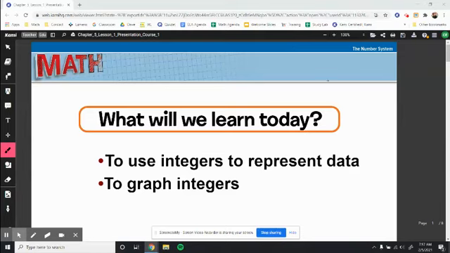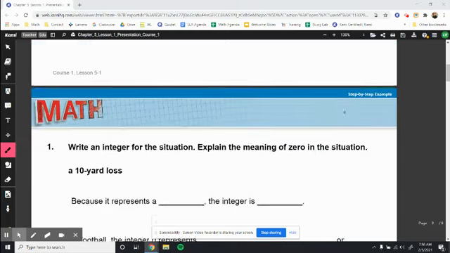Today is the first day of lesson 1 of chapter 5. What we're going to be learning today is how to use integers to represent data and to graph integers. Please do not make this harder than it needs to be. It is very easy. Let's look down at our first example.